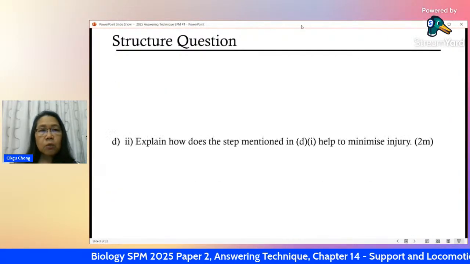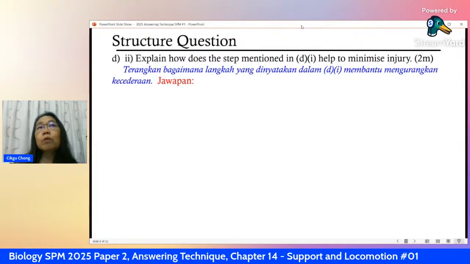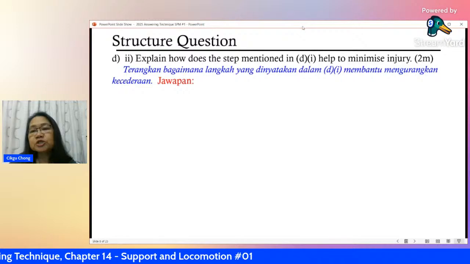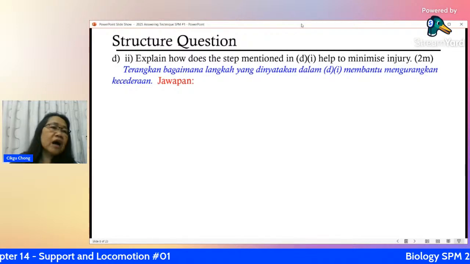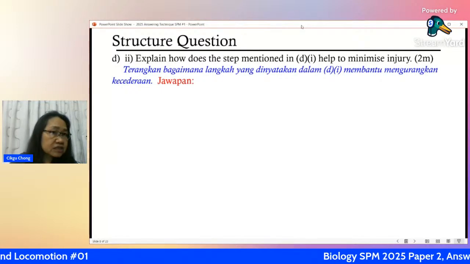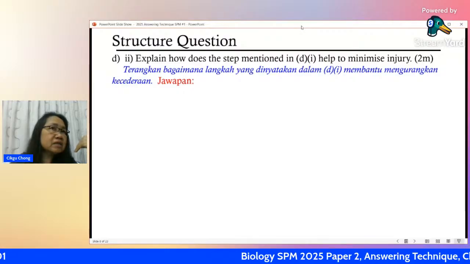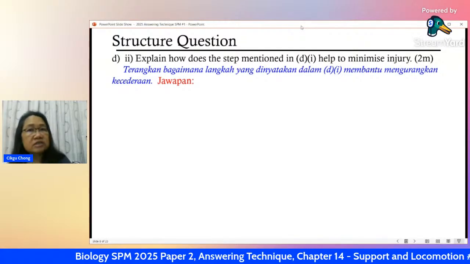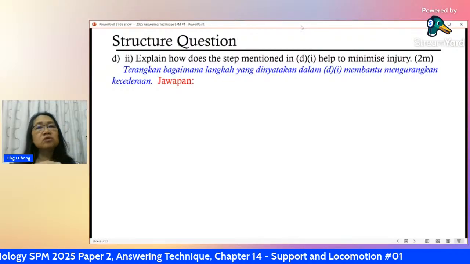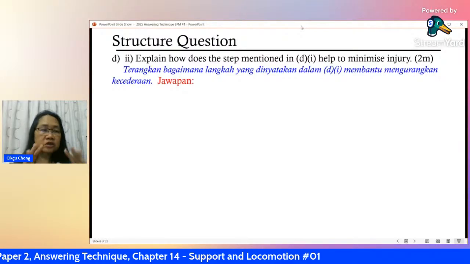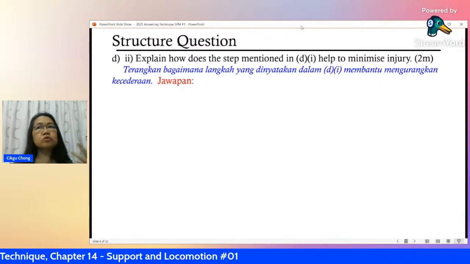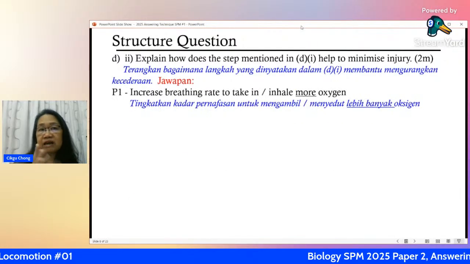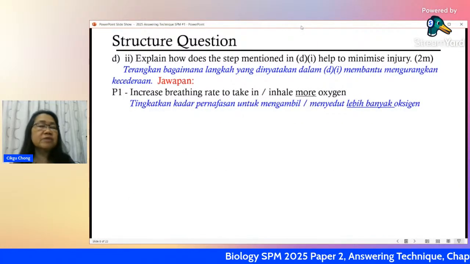Now, explain how warming up, the step mentioned in D1, helps to minimize the injury. So how does it help to minimize? I already mentioned just now, one of it is to make the ligaments more flexible, or your joints, so that you do not hurt yourself, like dislocation and all that. It makes it more flexible, so you're able to do the action without hurting yourself. Okay, answer. There are many answers. I have 5 answers here. You can just give me any 2.